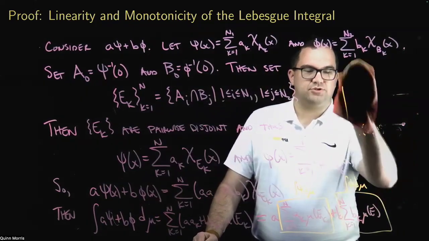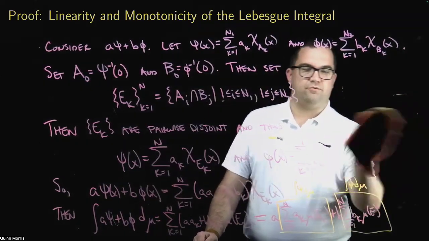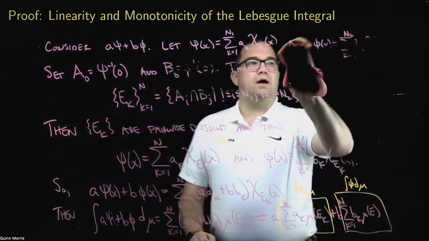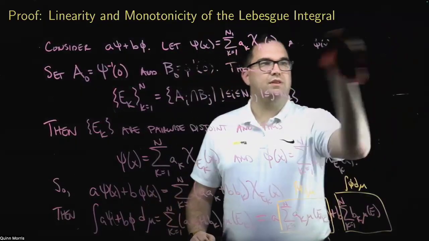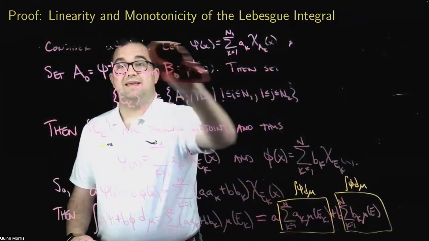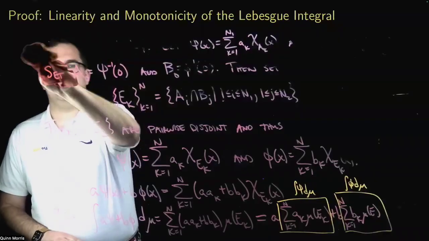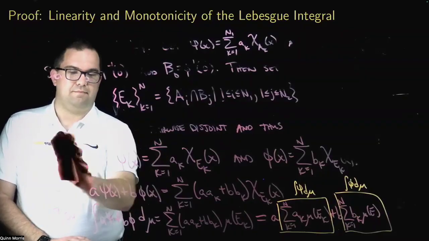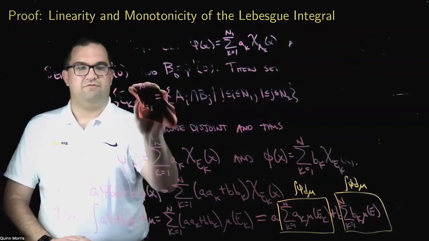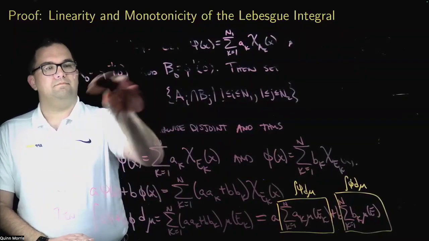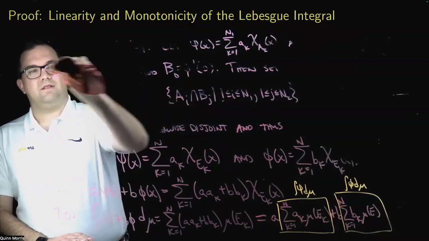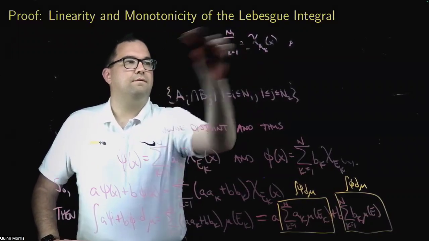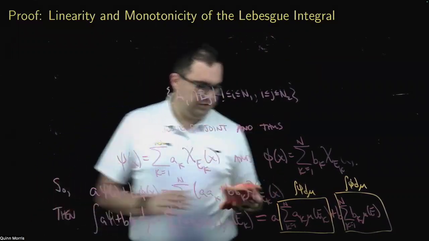Now, I'm actually not going to spend much time. I'm not going to write out the details of the monotonicity proof. It is in your book, but you can cleverly apply this linearity property to prove the monotonicity property. So if you look at the integral of phi minus psi, you can cleverly prove the monotonicity property using the linearity property. That's the key there.